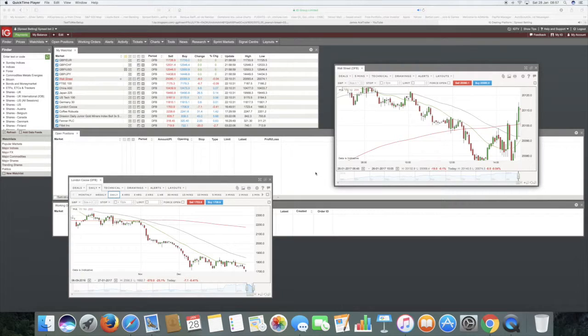Averages and time frames, using different time frames to get your entry and to define the trend, whether that be up, down, or consolidation. So there's only three things any market can do. It's either going to go up, it's going to go down, or it's going to consolidate. So one of those three things.